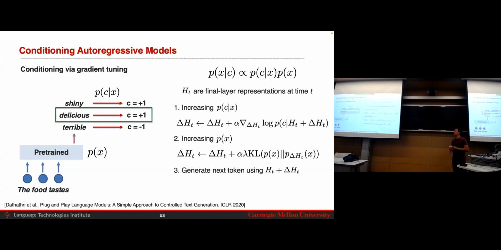So that's gradient tuning: using a separate model, p of c given x, telling me the gradients of how much I'm increasing in my c of x space, and using those gradients to update the generation from my original unconditional language model.